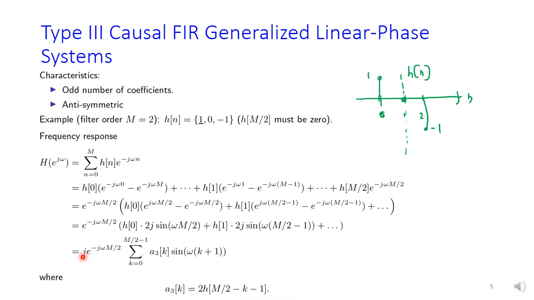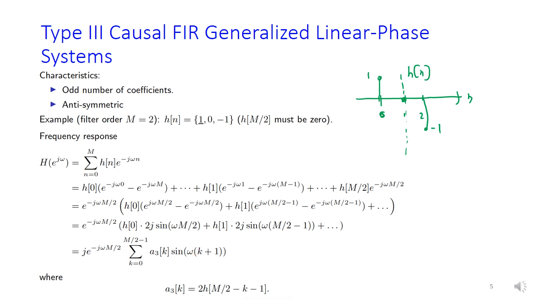This j is nothing but e power j pi by 2. So you have a phase here, unlike the first two: minus omega M by 2 plus pi by 2. Okay, and then you have a sine function instead of cosine, because this is anti-symmetric with a negative sign and 2j, so this is a sine, and this is an amplitude function which could also get multiplied with plus or minus 1. So do the derivation for yourself, but these are the important points to be noted down.